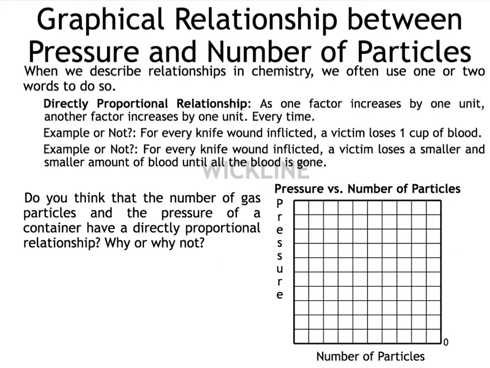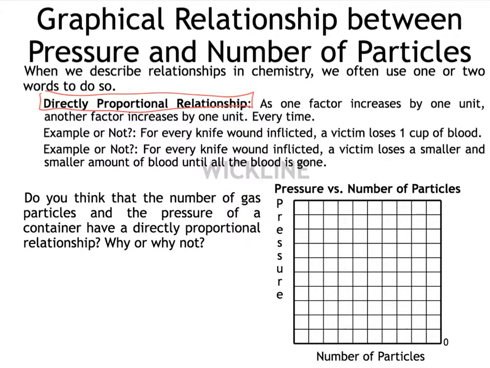So the graphical relationship between pressure and number of particles is a really nice way to see this effect. This is going to be called a directly proportional relationship, which you probably have studied in math class, but it basically just means that as one factor increases by 1 unit, another factor increases by a proportional amount, not necessarily 1 unit, and it's always going to be like that.